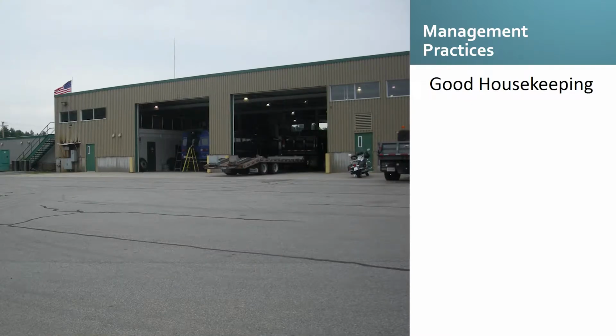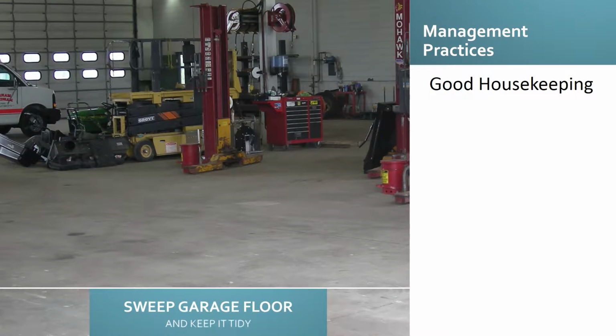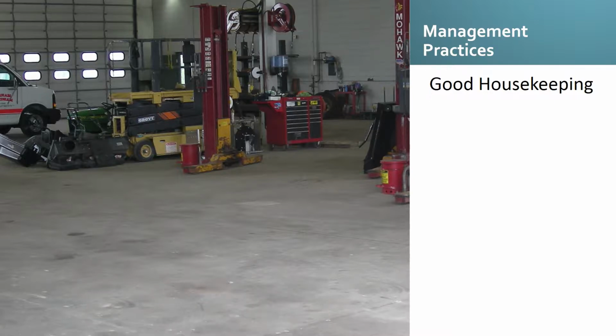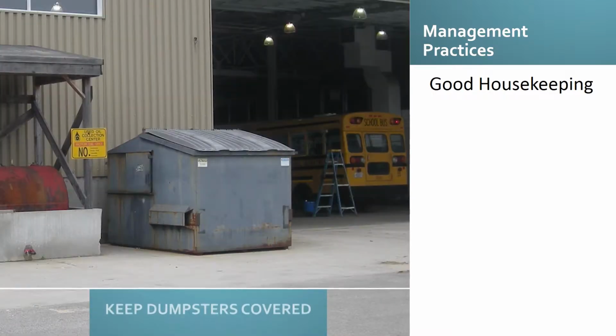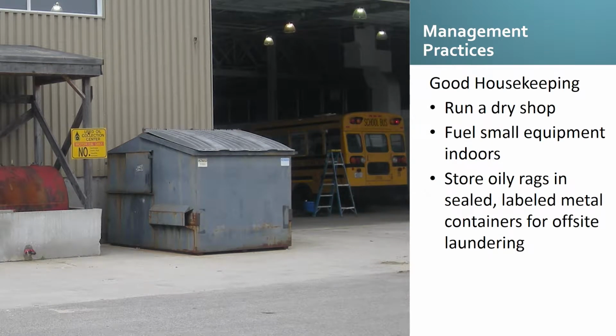So here are some examples. You could sweep your paved areas and store all equipment needing repair indoors. You sweep your garage floor and keep it tidy. If you have less stuff randomly placed in the way, there's less chance of knocking it over and spilling it and tracking it out of your facility. And then keep dumpsters covered. Keep that lid down so you're not mixing rainwater with your waste material. And then replace any leaking dumpsters or other storage containers.